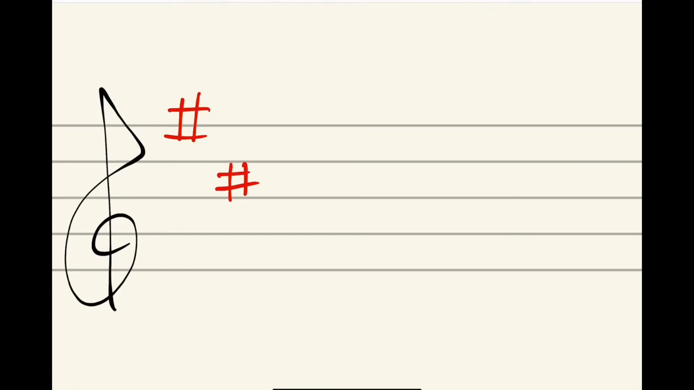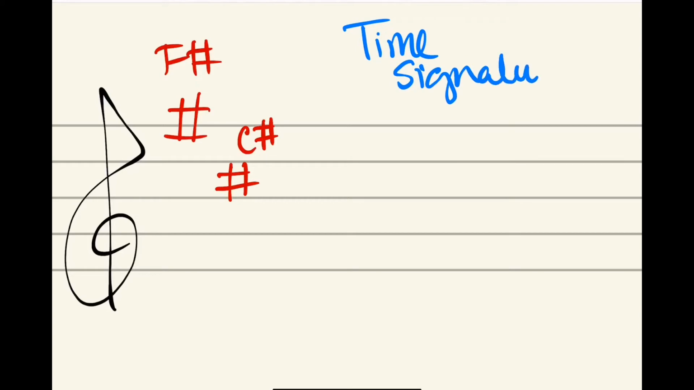This is the D major key signature, which would mean that F sharps and C sharps are the two sharps. In other words, every time you see the note F and the note C, you're going to play F sharp and C sharp. Now, looking at time signatures, which follows a key signature, this is of course also crucial.